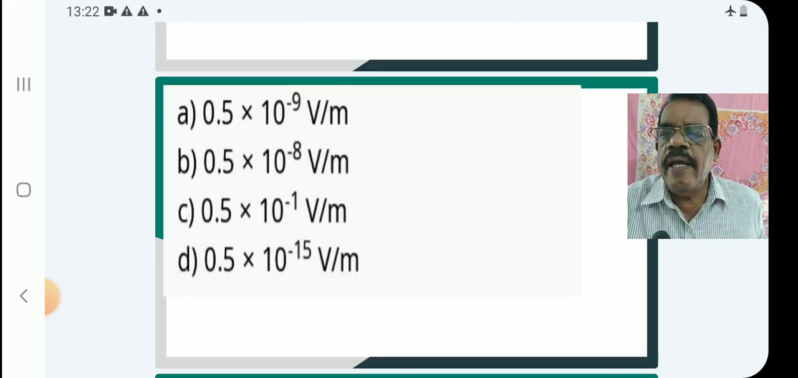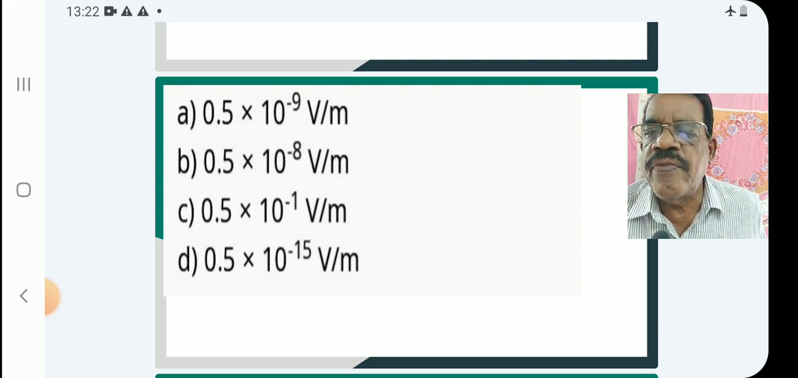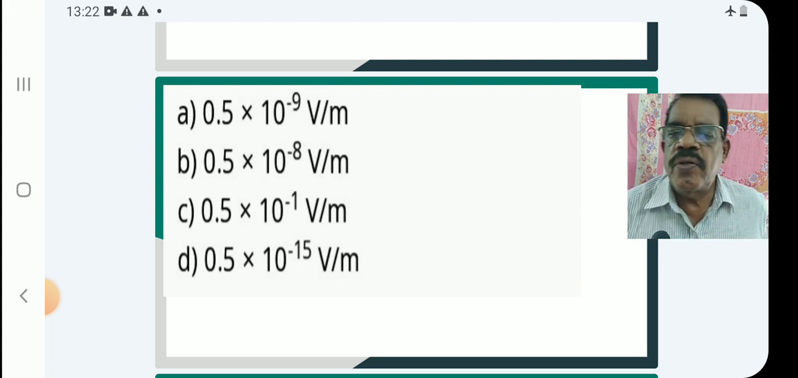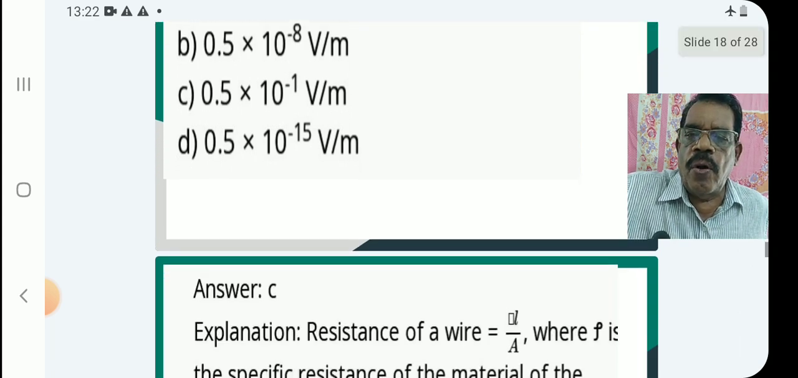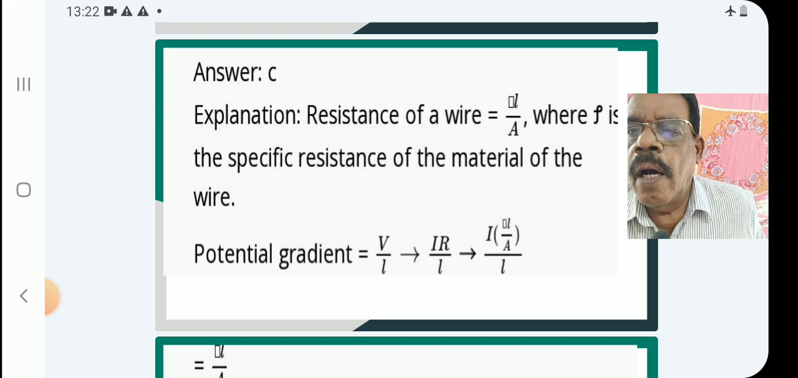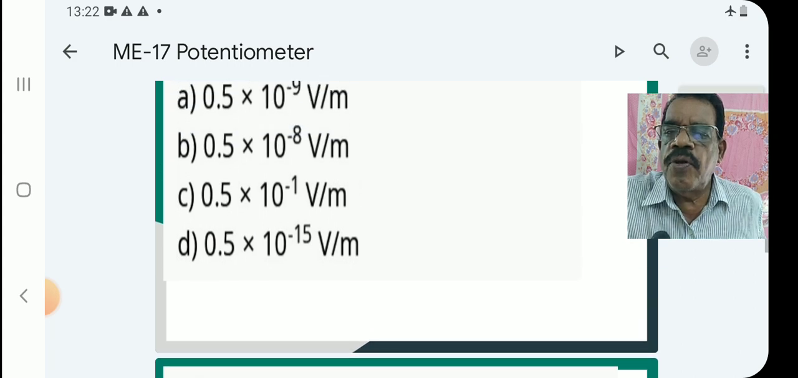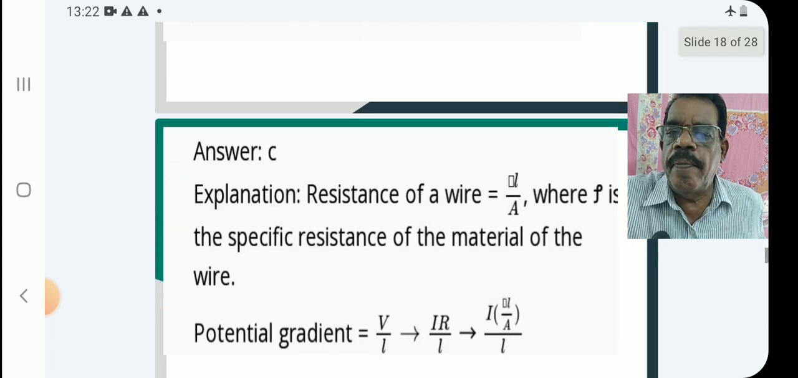The answers are A 0.5 into 10⁻⁹, B 0.5 into 10⁻⁸, C 0.5 into 10⁻¹, D 0.5 into 10⁻¹⁵. All are in volt per meter. The answer is C. That is 0.5 into 10 raised to minus 1.